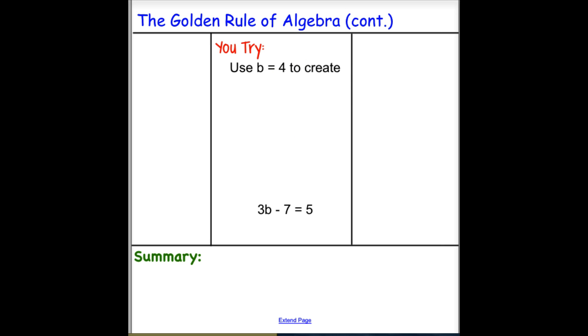Your job is to try this problem using b equal to 4 to create 3b minus 7 equal to 5. Do your best with it. We'll talk about it in class tomorrow, and make sure you write that summary.